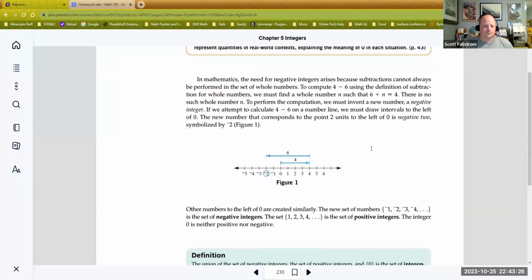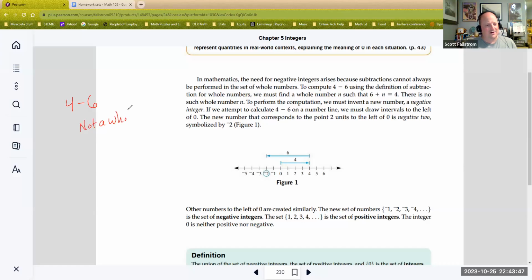So in the past, remember, we just came out of a section on whole numbers. And if someone had said, hey, I'd like to find what happens when I do 4 minus 6, we would have had to answer that the answer is not a whole number. And depending on where you're at in the curriculum, this is the perfect way to do it.